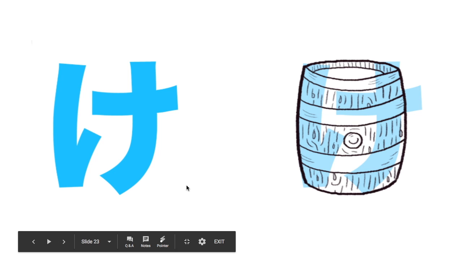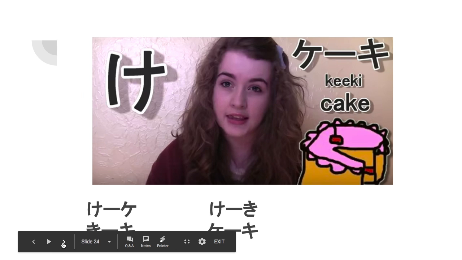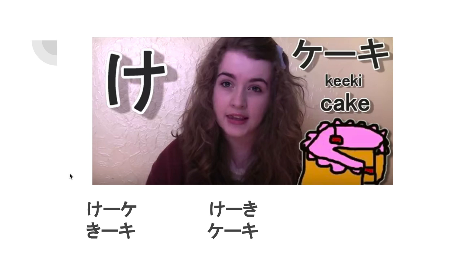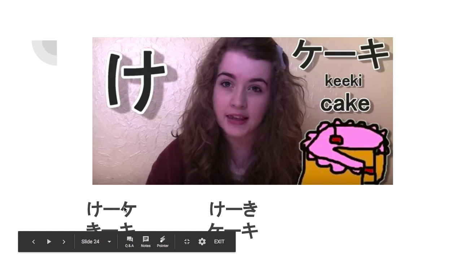Ke. Think of a keg. Keiki. So this one's a little more complicated. Foreign things, such as words, people, objects or places, like cake, keiki, is actually written in the alphabet katakana. Katakana is different than hiragana, you can tell because it's a lot more angular. If you want to see the equivalent of ke, which is this character, it would be this. Ke is this in katakana. If you think about it, the katakana looks kind of like a crooked ke.